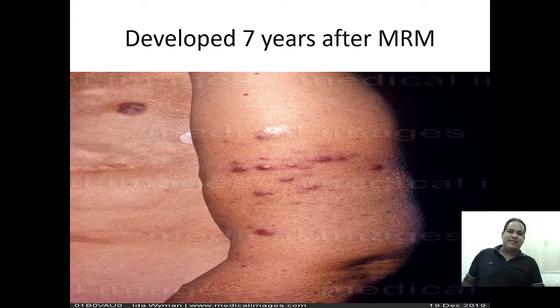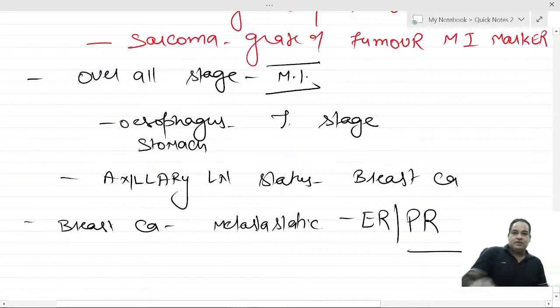Okay, tell me, what is this which developed 7 years after modified radical mastectomy? No, this is not lymphedema. Dr. Prem Patel is close.